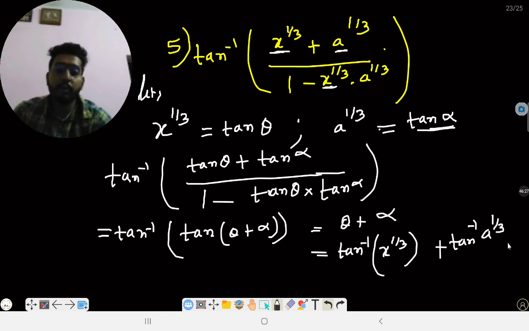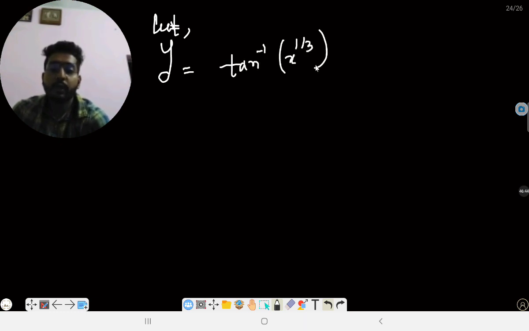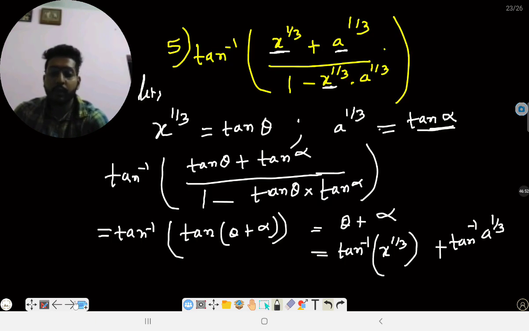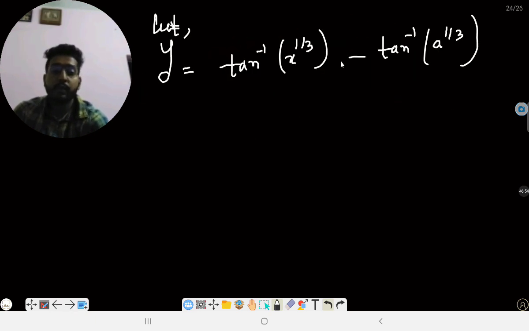Now we can solve from here. This is the simplest form of that one. If you let this as y, it is tan inverse x to the power 1/3 plus tan inverse of a to the power 1/3, like this. Sorry, this is a plus.